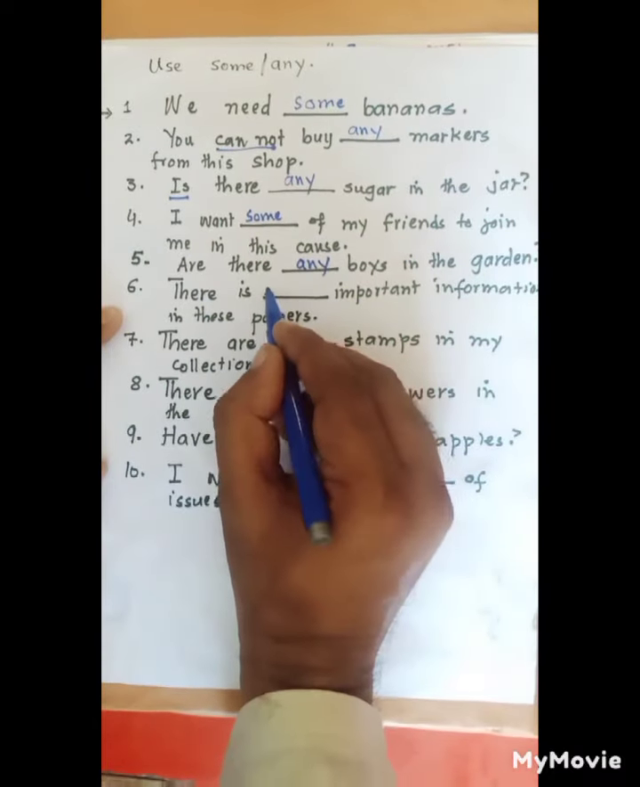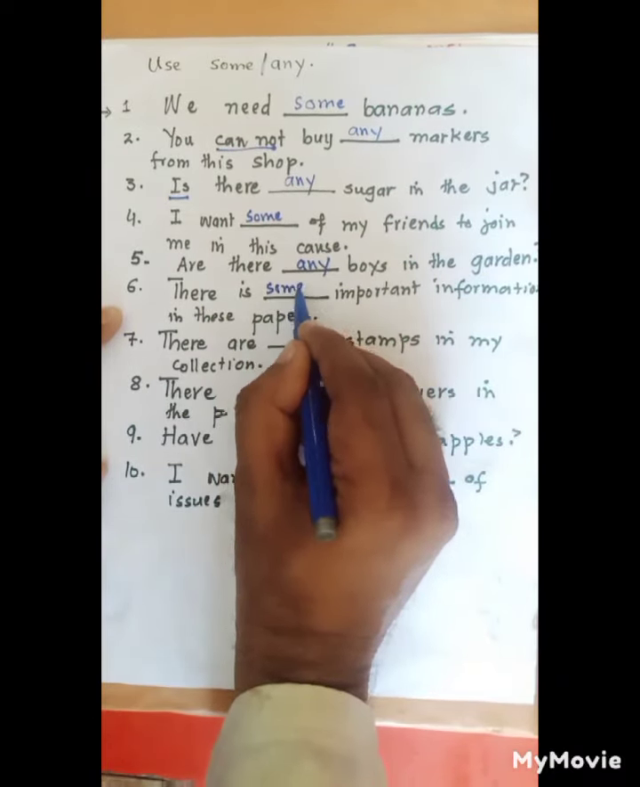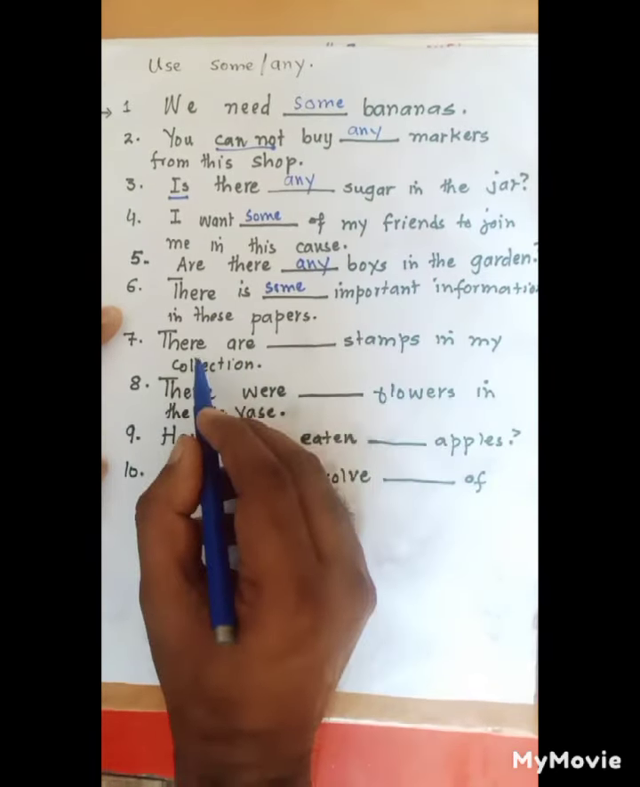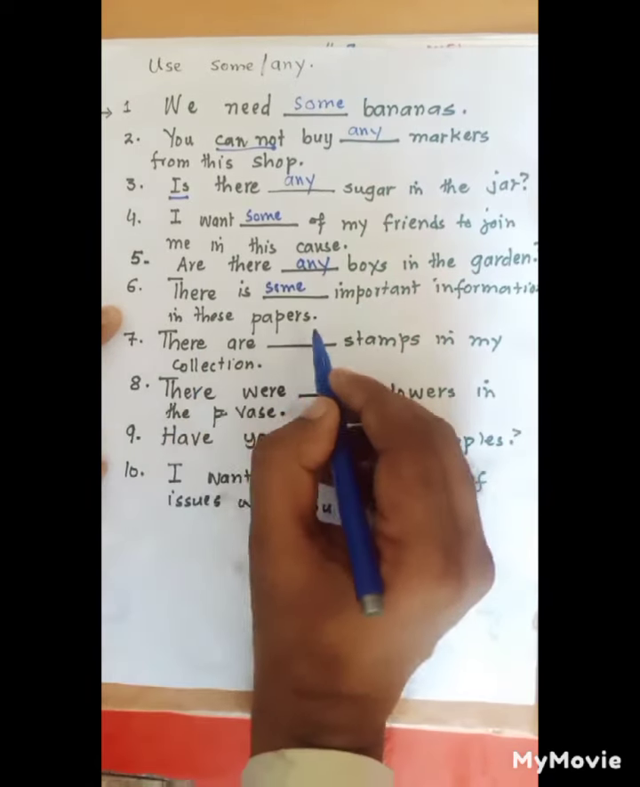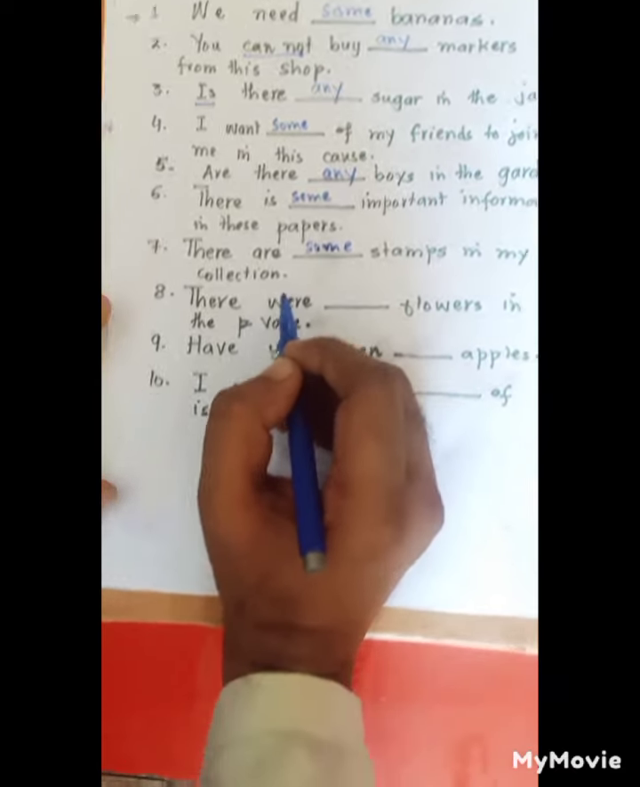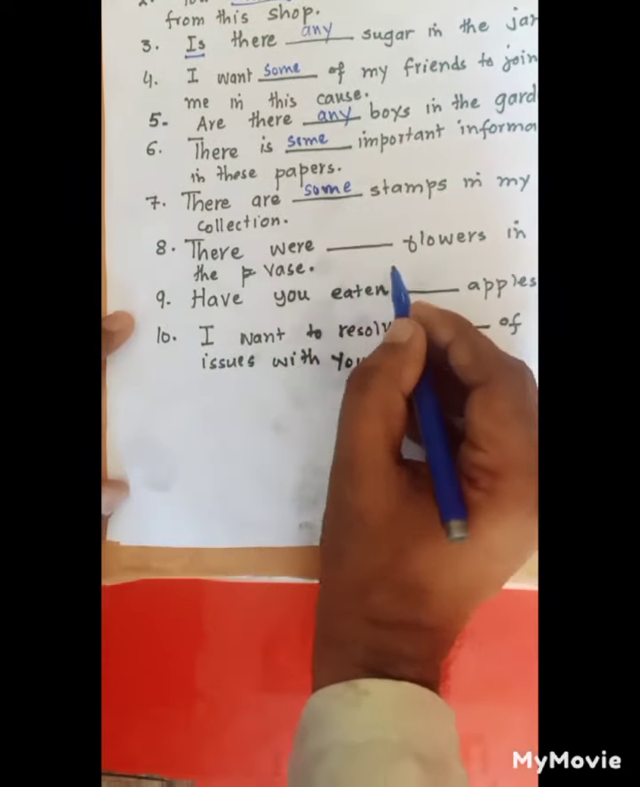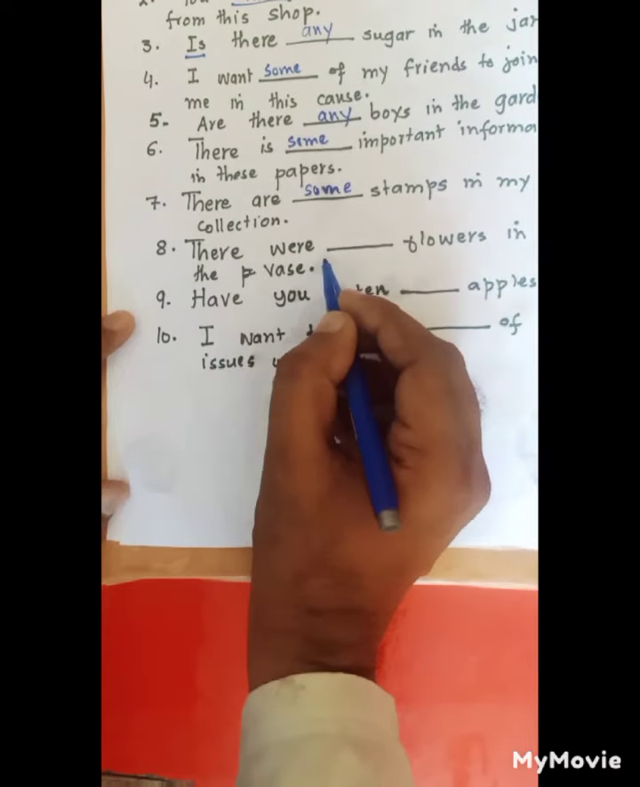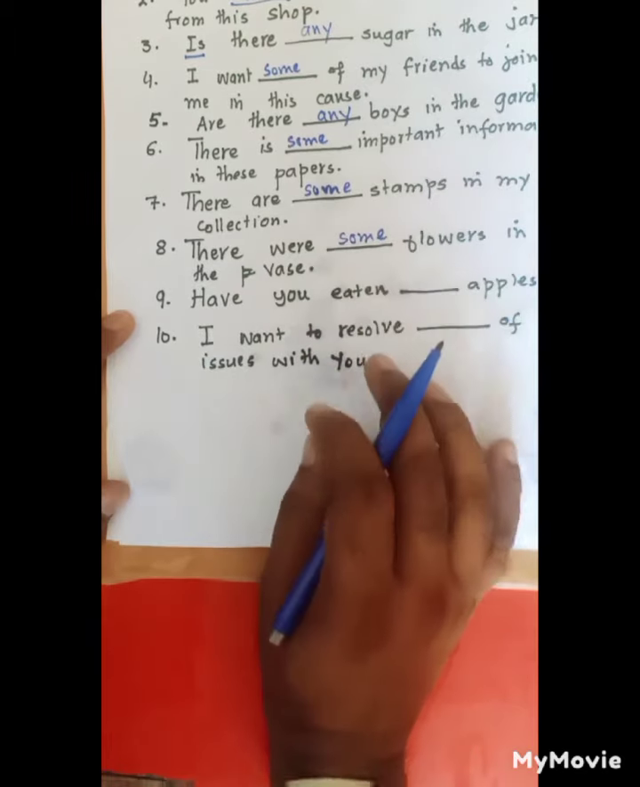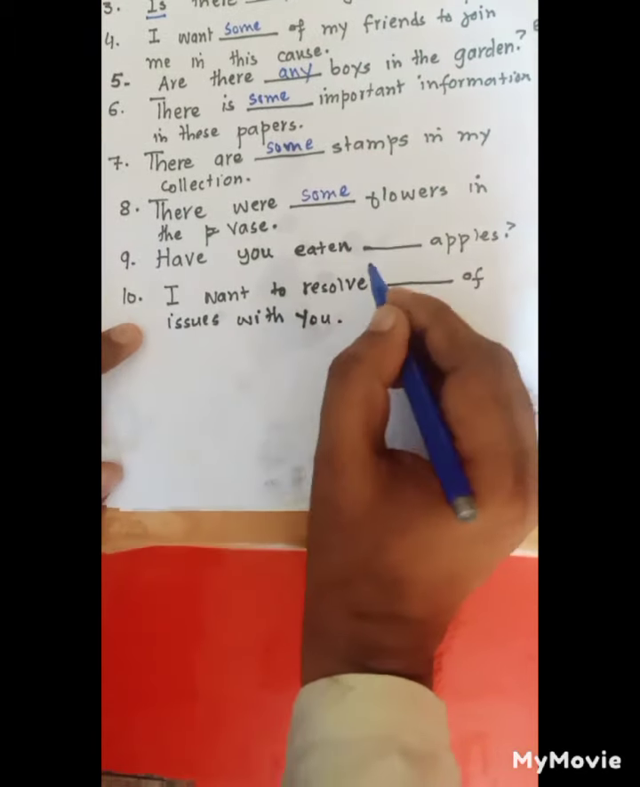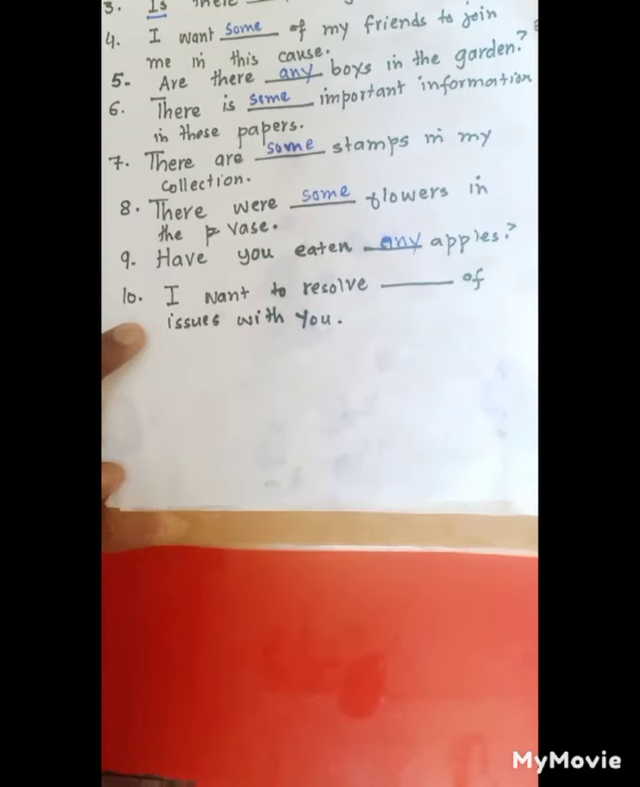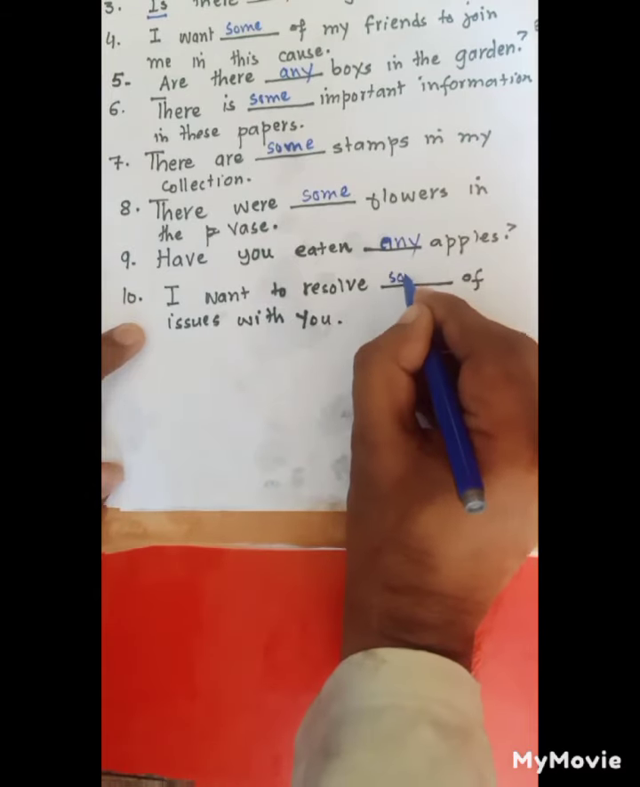There is some important information in these papers. Again, it's an affirmative sentence, we use some. There are some stamps in my collection. There were some flowers in the vase. This is an affirmative sentence, we use some. Have you eaten any apples? Interrogative sentence. I want to resolve some of my issues.